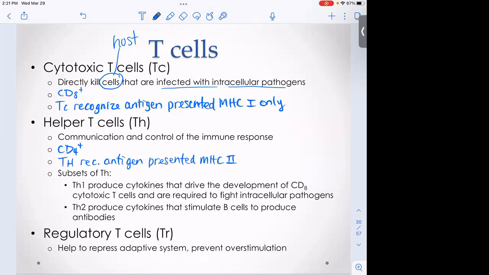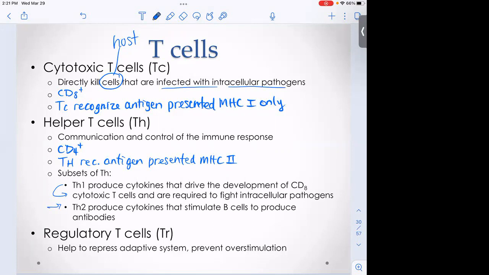Okay, in further detail, there are different subsets of T helper cells. Again, they differentiate by getting the correct cytokine signal. But it's Th1 cells that are going to help stimulate the cytotoxic T cells, and it's the Th2 cells that are going to play a role in activating the B cells in order to differentiate into plasma cells and make antibody. Okay, so we'll get to that.